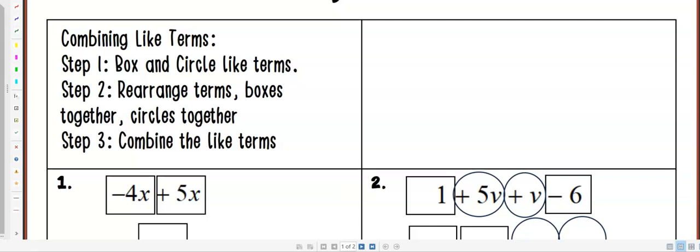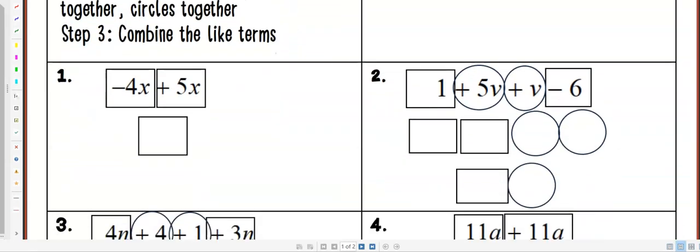Once we've identified the different terms, step two, we're going to rearrange it so that we put them together. So we put our like terms next to each other, our boxes together and our circles together. And then once we've rearranged it, we can go ahead and combine the terms that are alike.